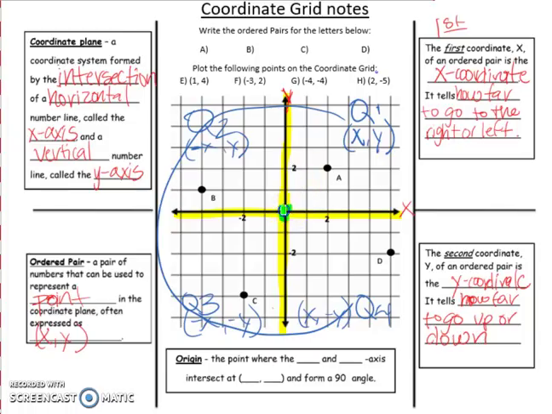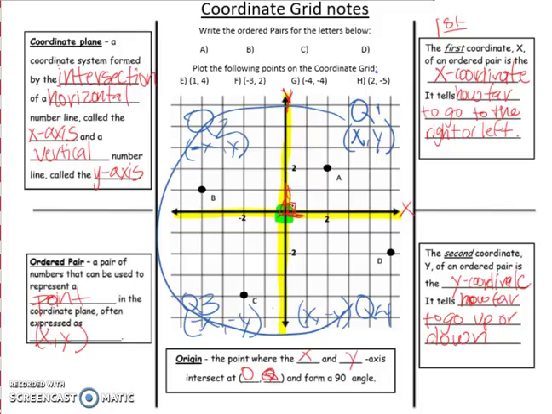Your origin is right here. That is where your x and your y axis meet. Another word for meet is intersect. So the point where x and y intersect is 0, 0. And they form a 90-degree angle. If you forget what a 90-degree angle is, it looks like an L right here, and it forms a little square. That is a 90-degree angle. So that's what we need to know about coordinate grids.